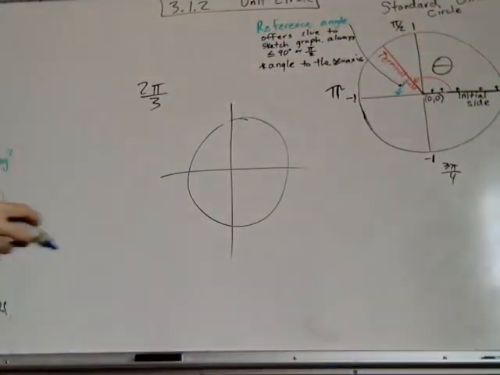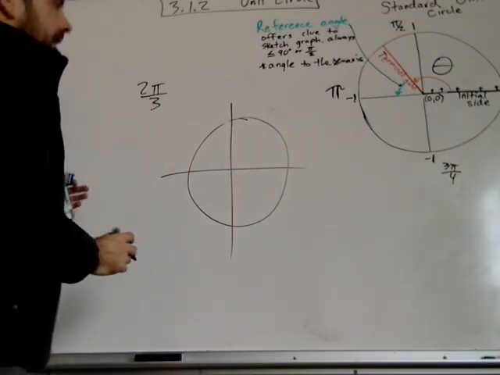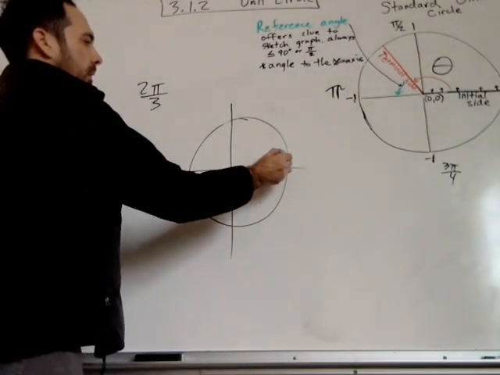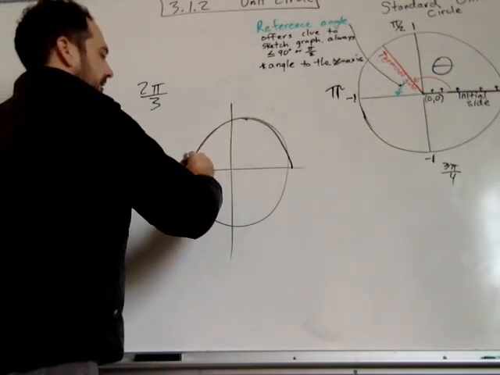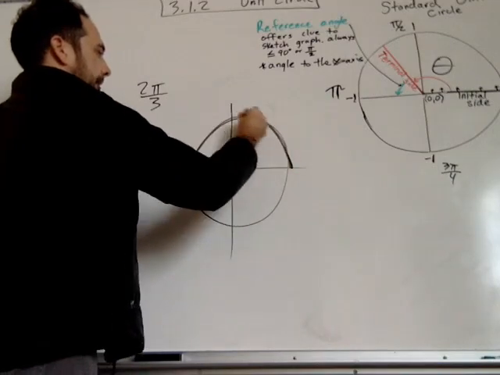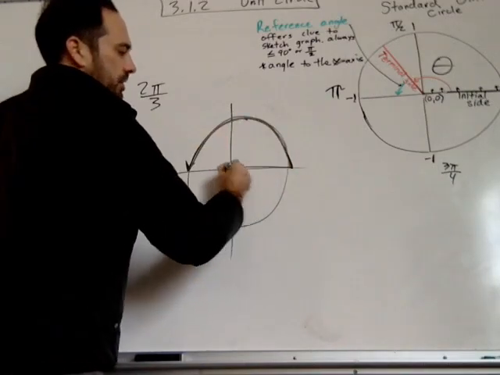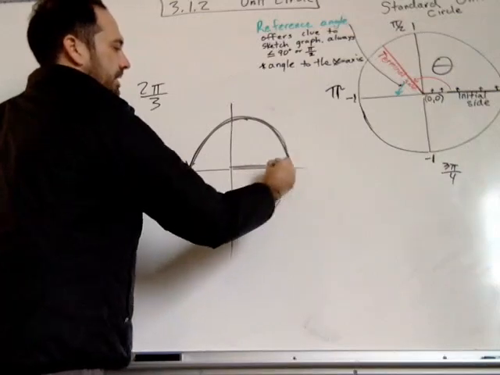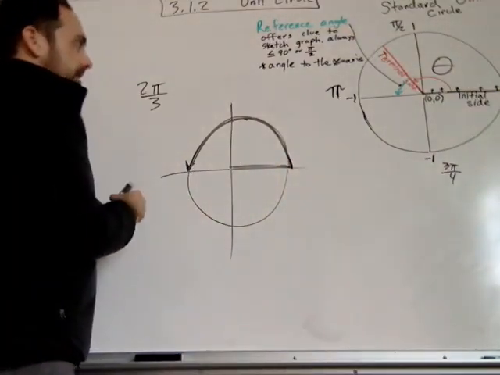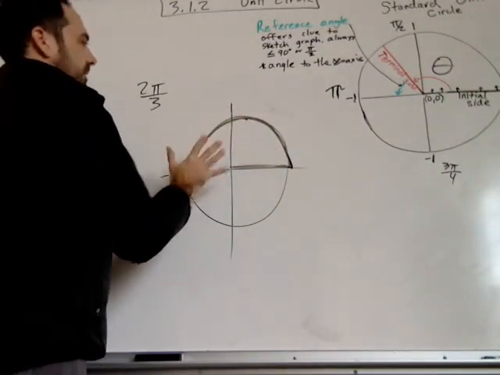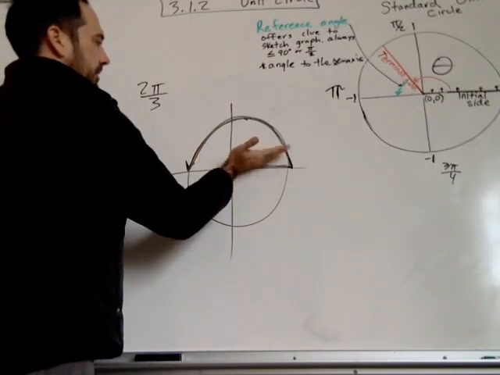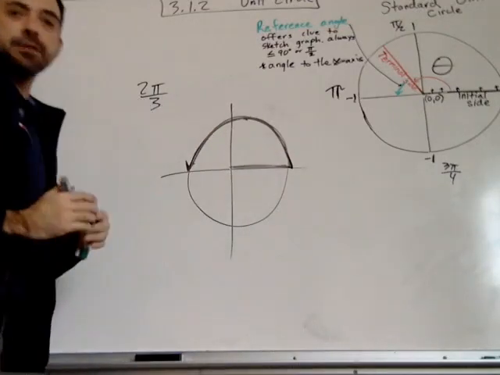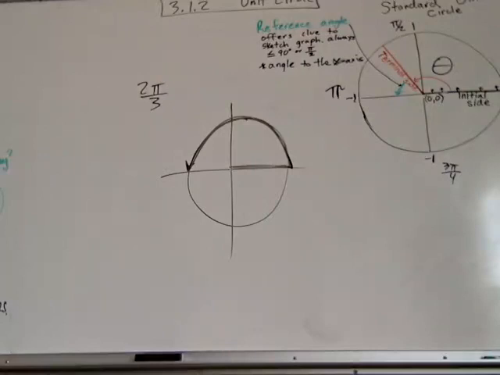All right, so we have a unit circle with 2 pi over 3. Now, with your partner, remind me, what is this radian measure? To go halfway around the circle, what's the radian measure? The initial side is always right here. We're first just remembering how far it is to go half of the circle. So ask your neighbor.